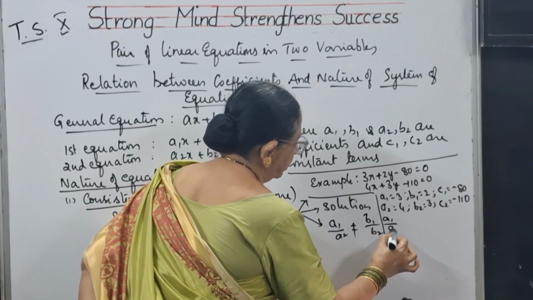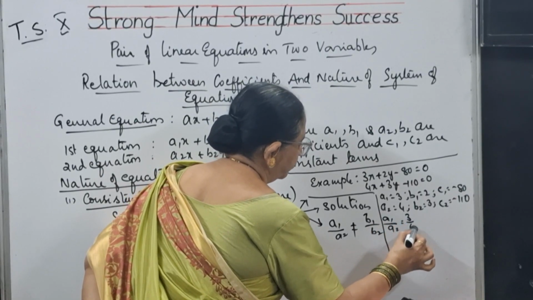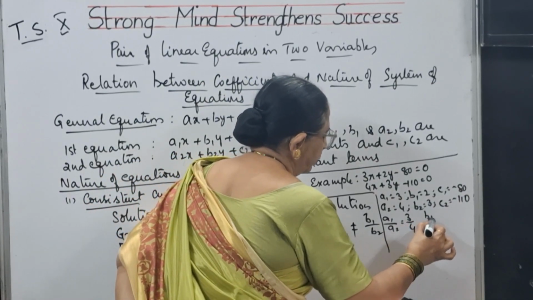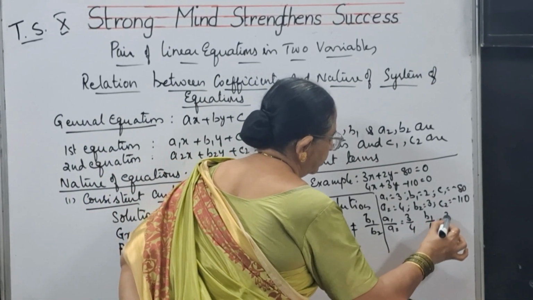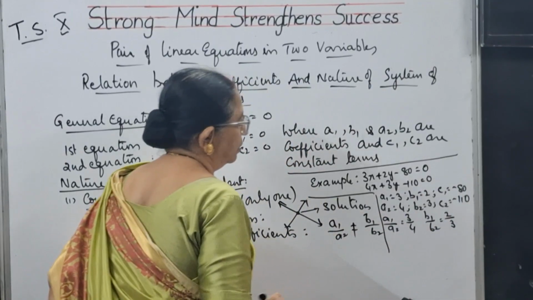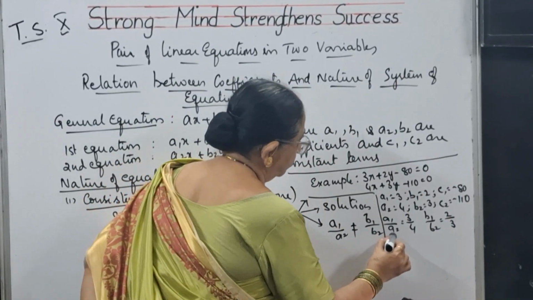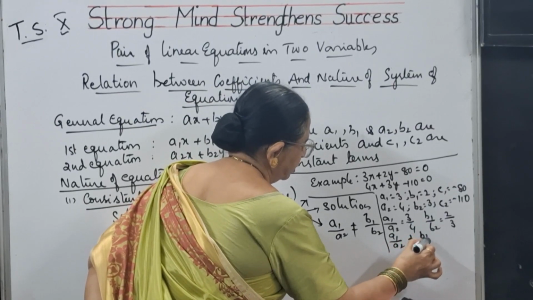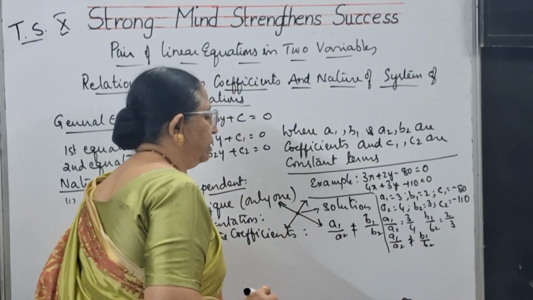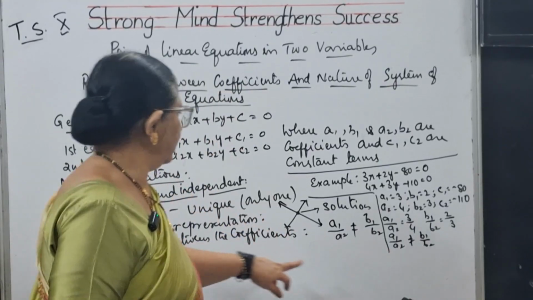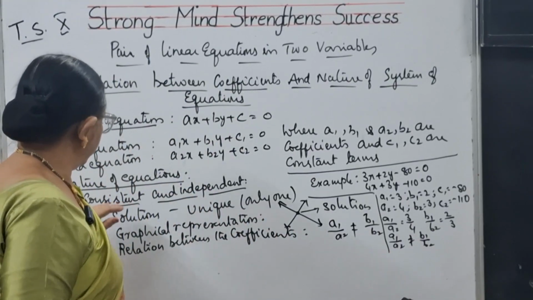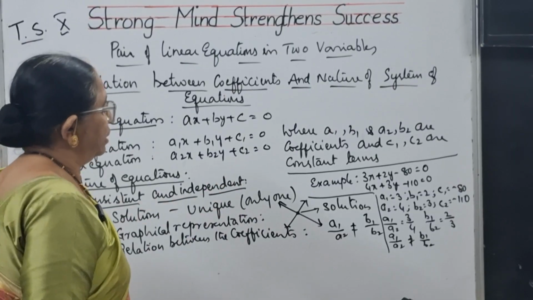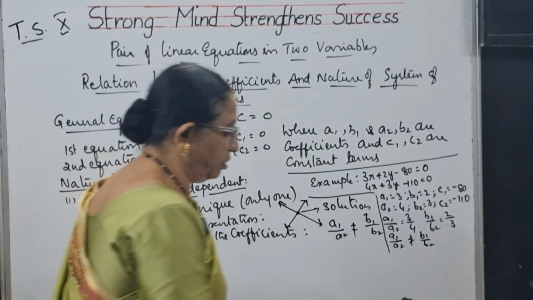What is a1 by a2? 3 by 4. You cannot simplify it. What is b1 by b2? 2 by 3. Did you get them as equal? So we will be saying that a1 by a2 is not equal to b1 by b2. So when they are like this, we will be saying that the equations are consistent and independent. They have only one solution.